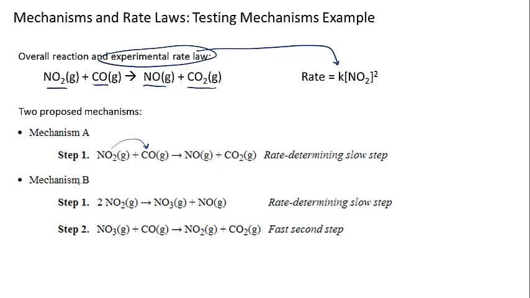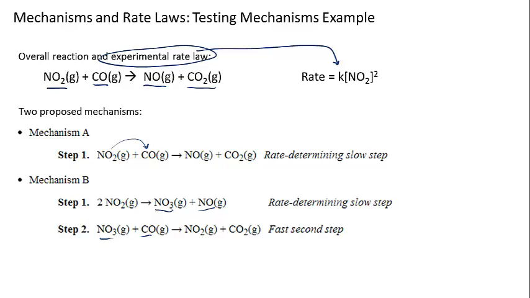Mechanism B is that the first step, which will be the rate determining slow step, is that two NO2s react to make an NO3 and an NO. So an oxygen transfers from one NO2 to another. And then in a second step, the NO3 gives the oxygen to the CO, and that'll be a fast step.